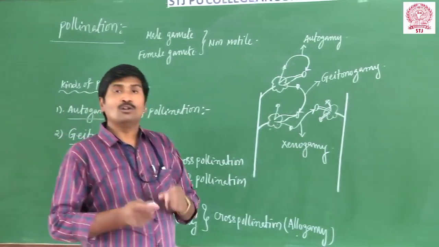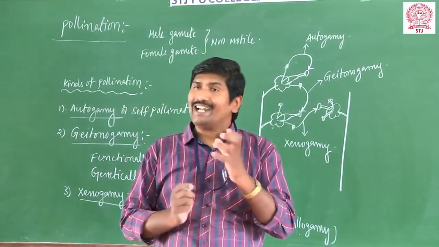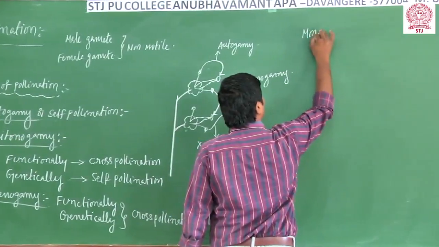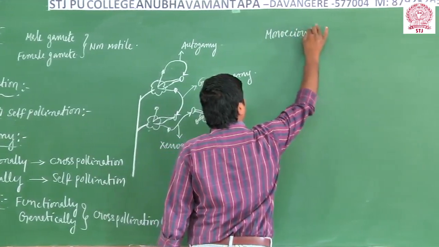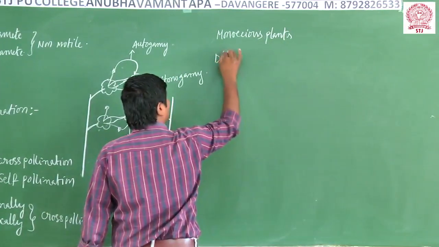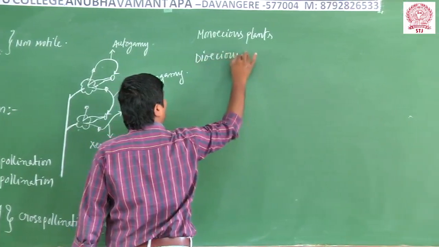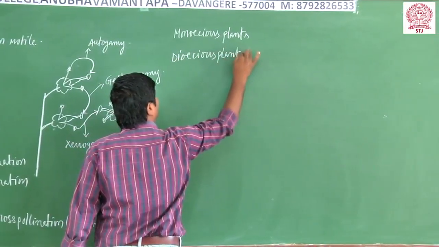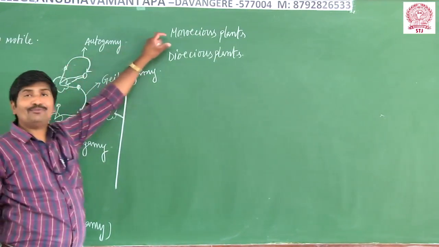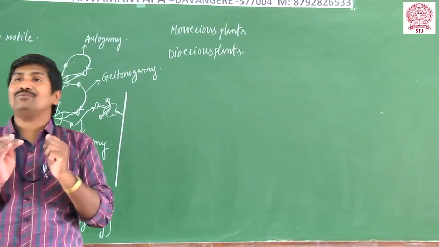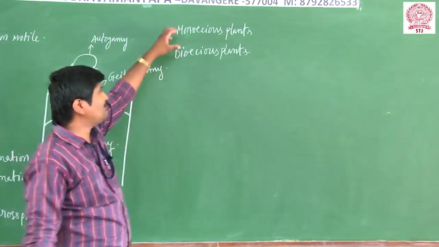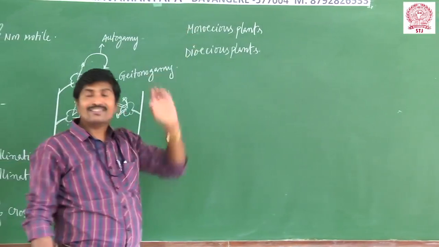Okay. Next one. What are monoecious plants and dioecious plants? Monoecious plants and dioecious plants. The monoecious plants means the male and female flowers are present on the same plant.